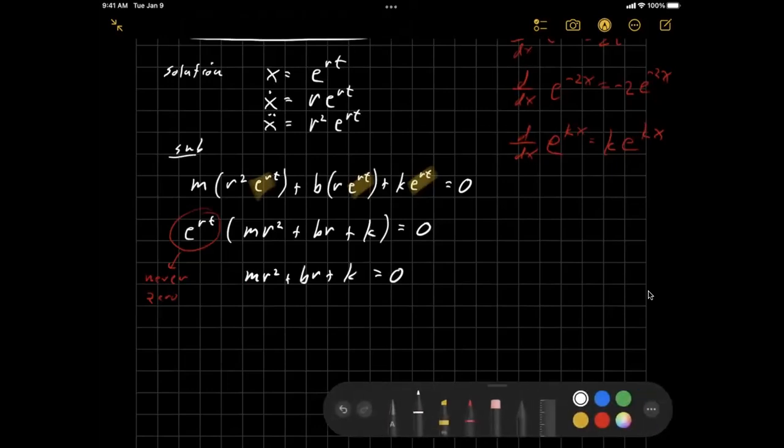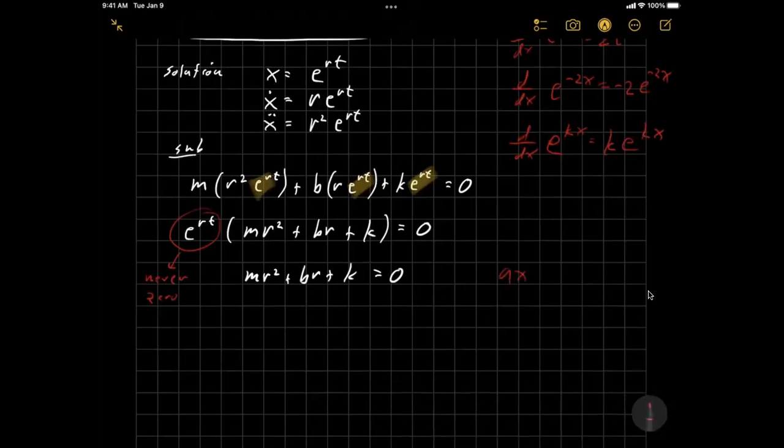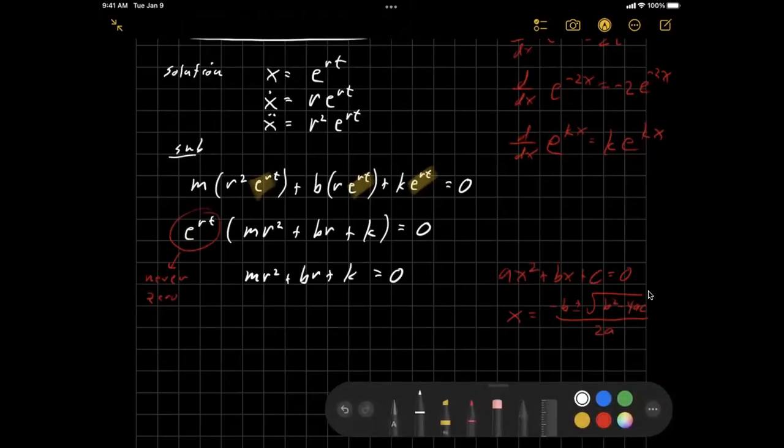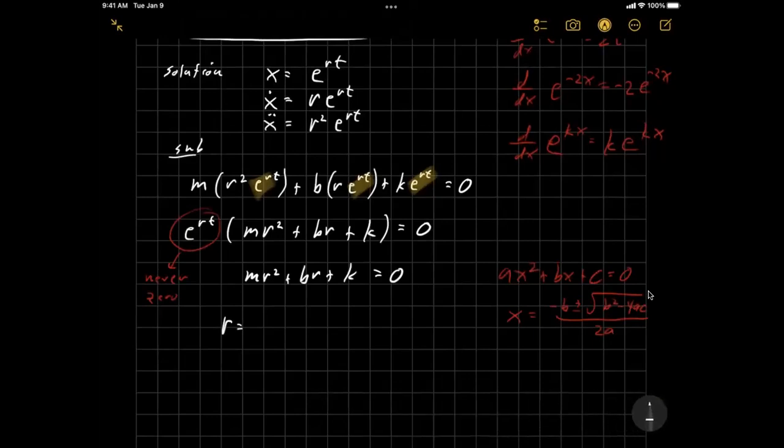Now, this is in the form that you've hopefully seen before of ax squared plus bx plus c equals 0. That's called a quadratic equation. All right, and we know the solution to that is x equals negative b plus or minus square root b squared minus 4ac all over 2a. In fact, you may have sung that before. So we just translate that into r's. So r equals negative b plus or minus square root b squared minus 4mk all over 2m.